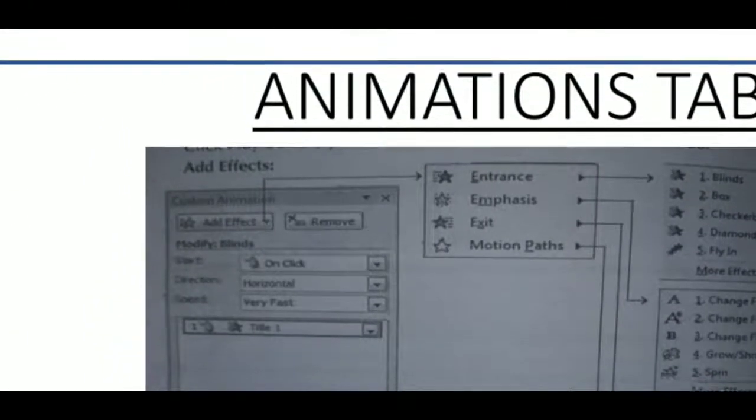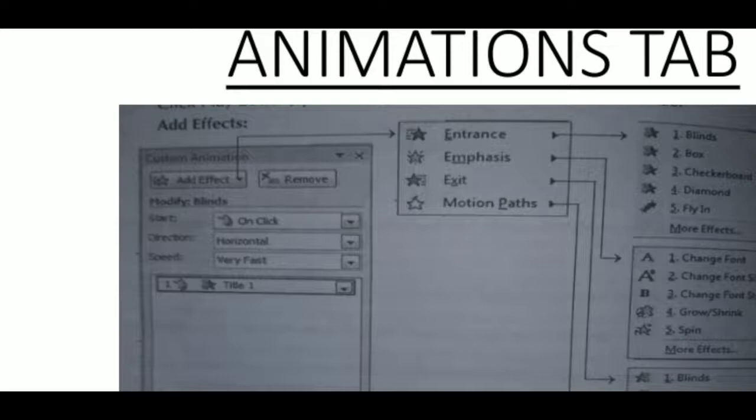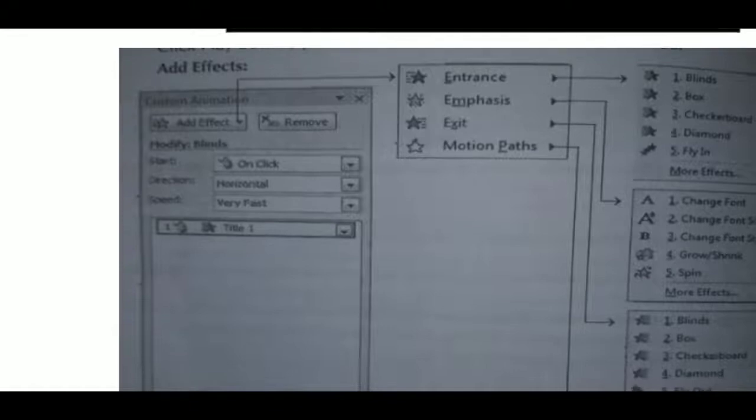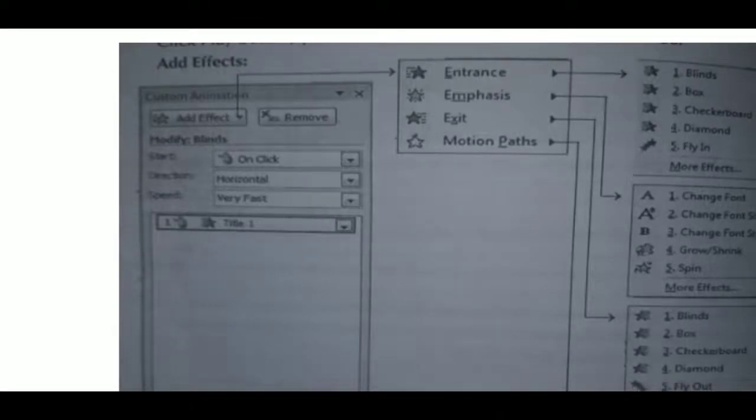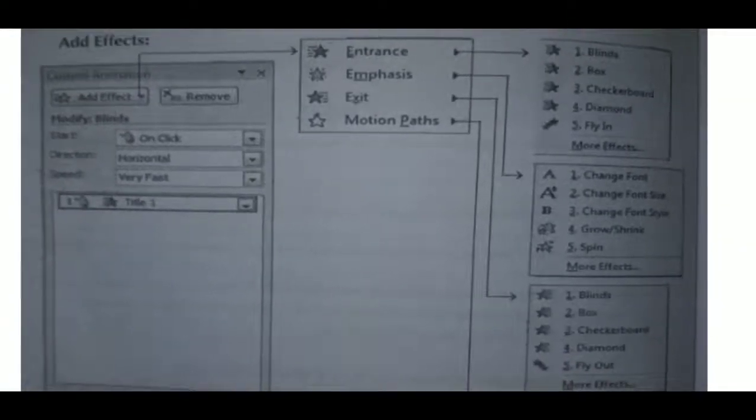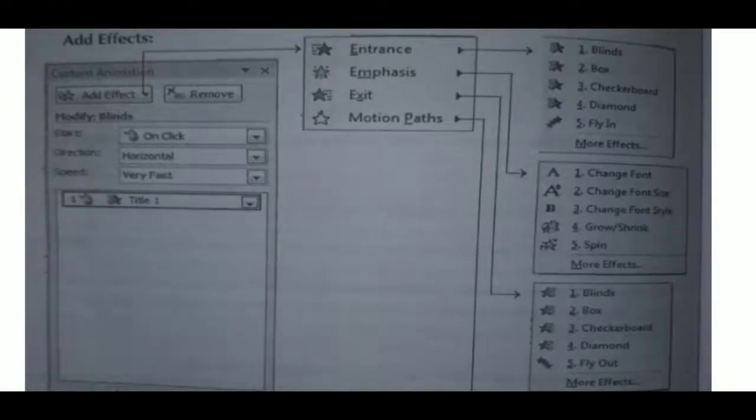Here in the task pane, the custom animation task pane, the add effect option is there. Here you can see in add effect there will be 4 options: entrance, emphasis, exit, and motion paths. Like in entrance, again different options are there. In an entrance, whenever it comes to the slide, it has blinds. If you see it on a laptop or a PC, it will be very easy for you practically.